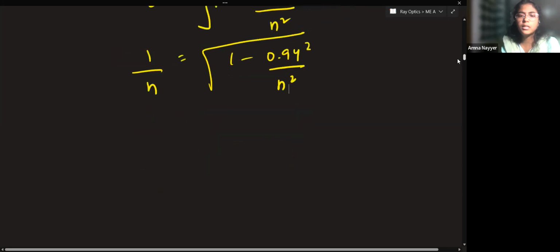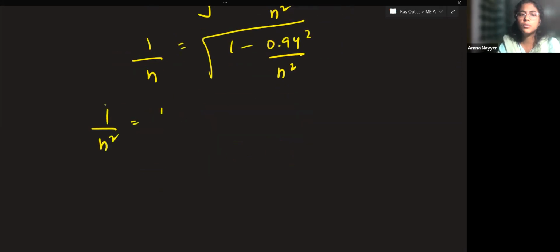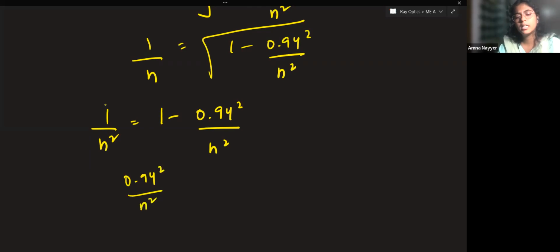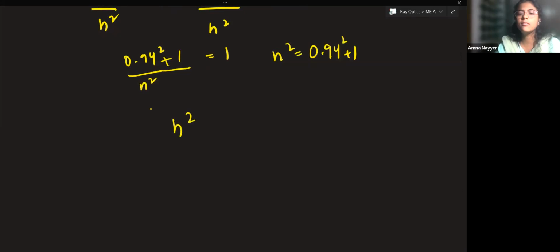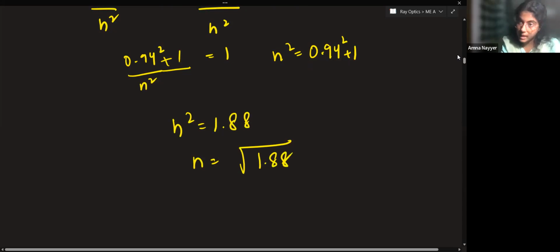Square both the terms. So this becomes 1 by N square equals 1 minus 0.94 square by N square. So 0.94 square by N square plus 1 by N square will be equal to 1. Taking the LCM and shifting this, N square will be equal to 0.94 square plus 1. This will be approximately 1.88. So N square will be around 1.88. N will be under root 1.88. So now I have N.